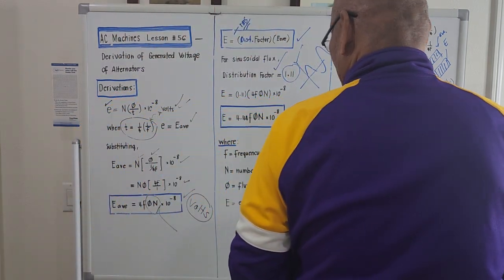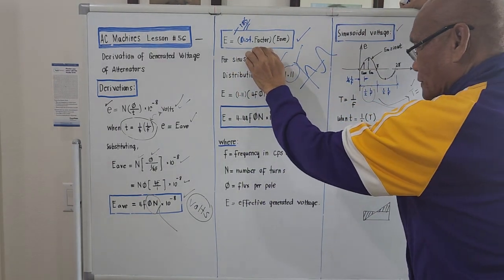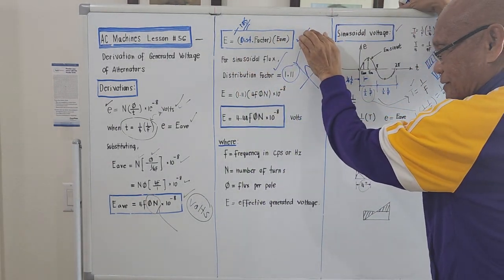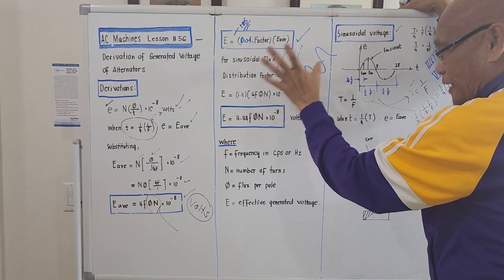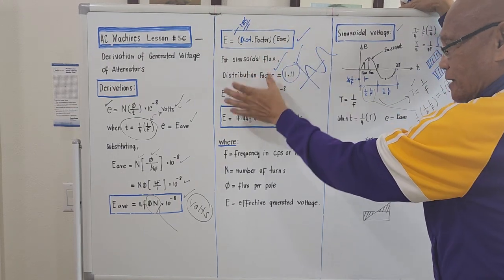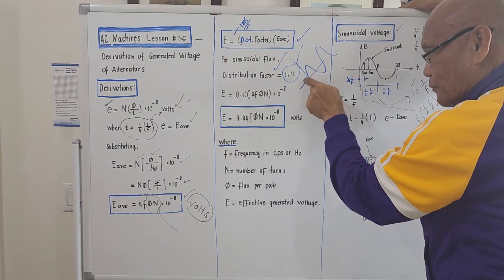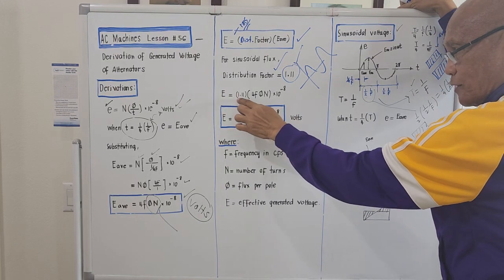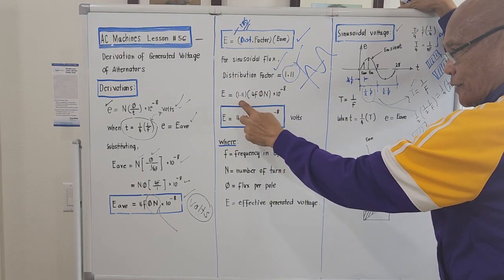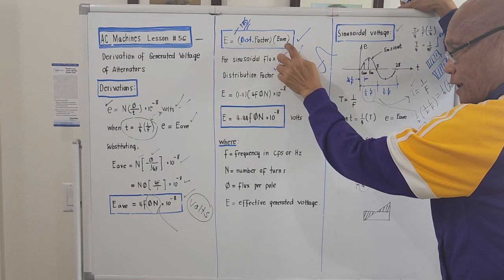Okay? It should be the distribution factor times E average. Right? Like what I said, for sinusoidal, the distribution factor is 1.11, so I will place 1.11 for the distribution factor times the value of E average.